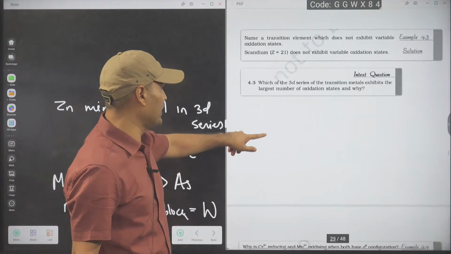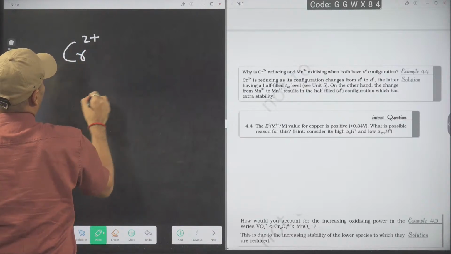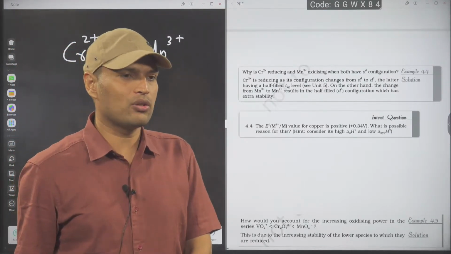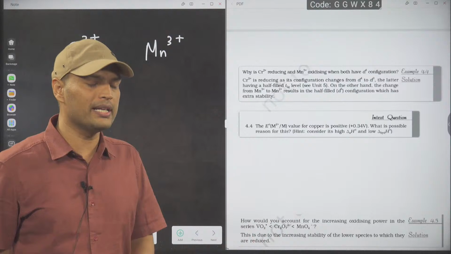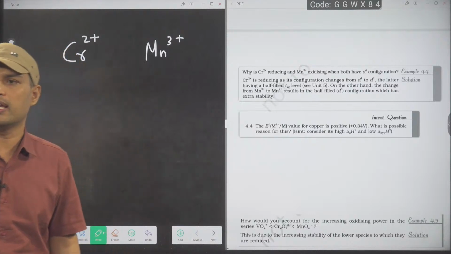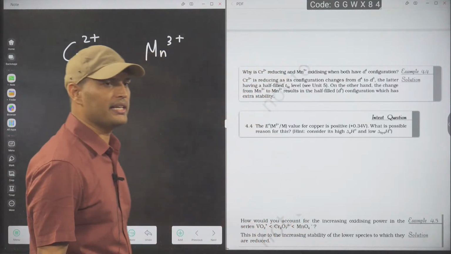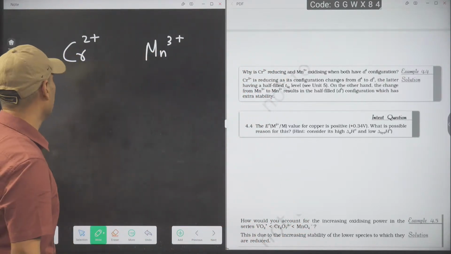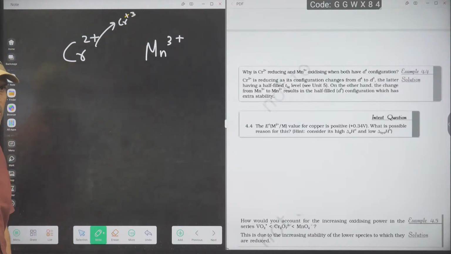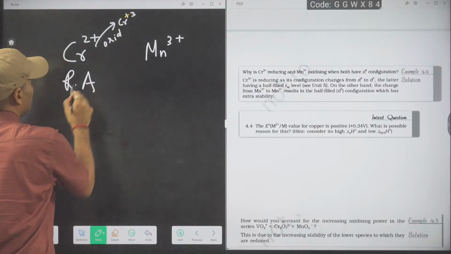So about melting point, we have said these things. This question is very important. Suppose you have Cr plus 2 and Mn3 plus. Can you tell me who will act as oxidizing agent and who will act as reducing agent? Simple. You will say, sir, chromium is generally present in +3. That means this is oxidation, so it will act as a reducing agent.